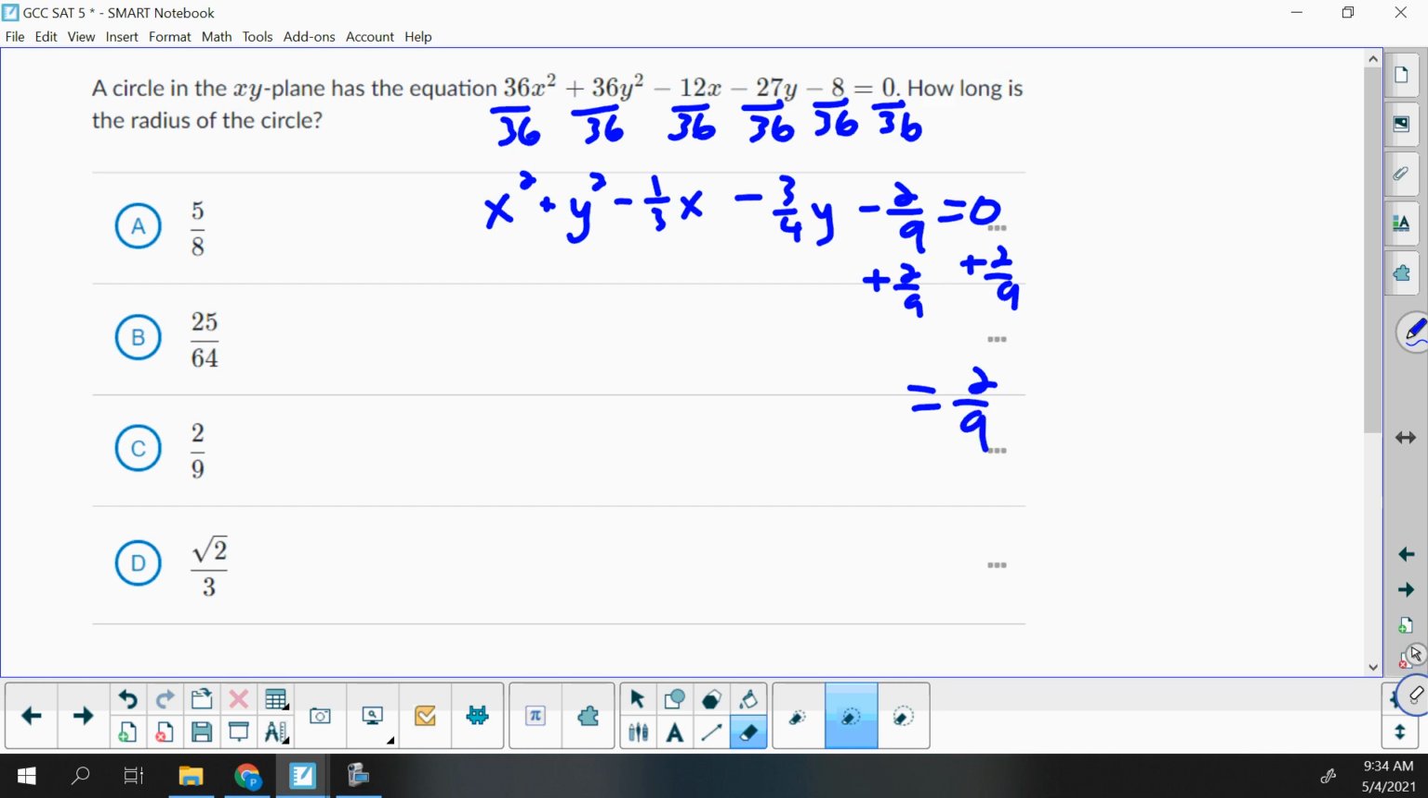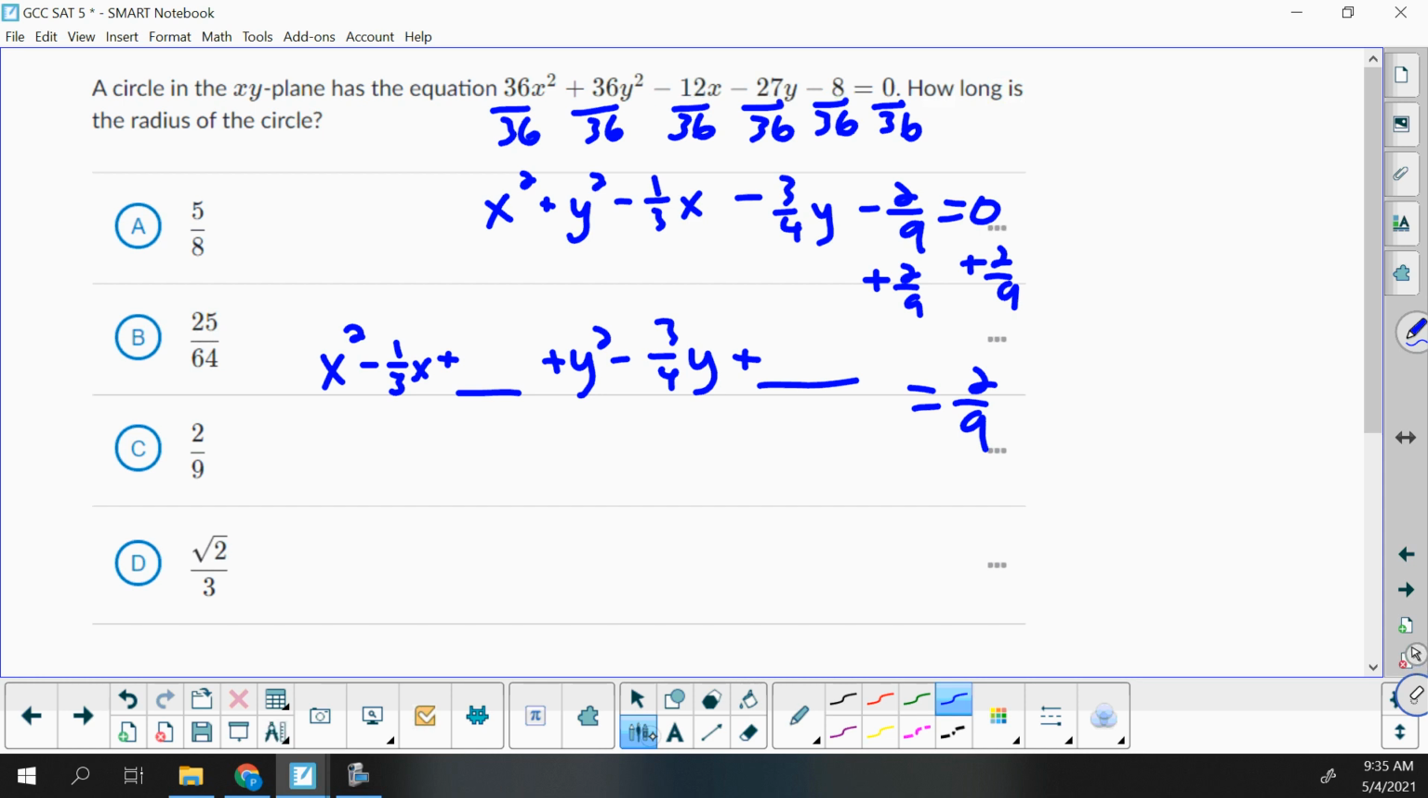And on the left side, we want to group the x's and the y's together. So we're going to have x squared minus 1/3 x plus, and then we got to leave a blank, plus y squared minus 3/4 y plus, and leave a blank. And what we have to do with this is complete the square. To complete the square, we always did b over 2, put it in parentheses, and squared it. So we're going to have to do negative 1/3 over 2, and then square it.